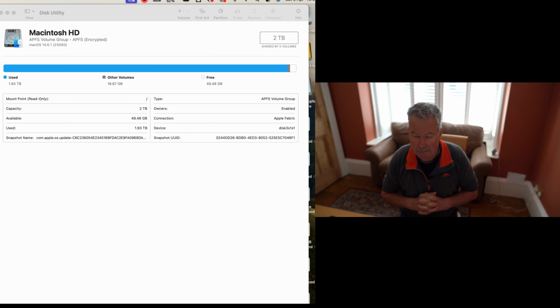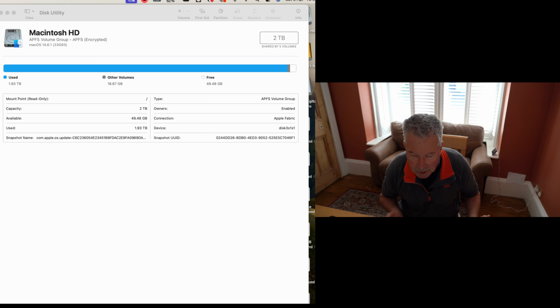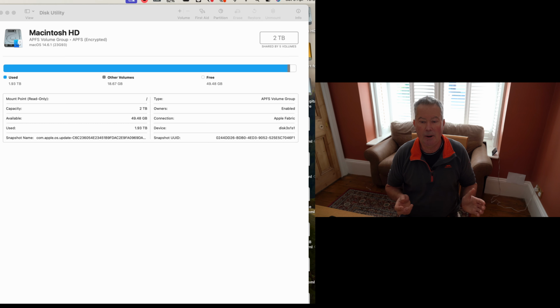If you look at it, it tells a totally different story. It says I've got a 2 terabyte capacity drive, but it tells me that 1.93 terabytes is full, and I only have 49 gigabytes of free space. Therefore, I couldn't transfer my 90 gigabyte file. How could this be? On the one hand, storage is telling me I've got 1.2 terabytes free, and on the other hand, Disk Utility is telling me I don't.